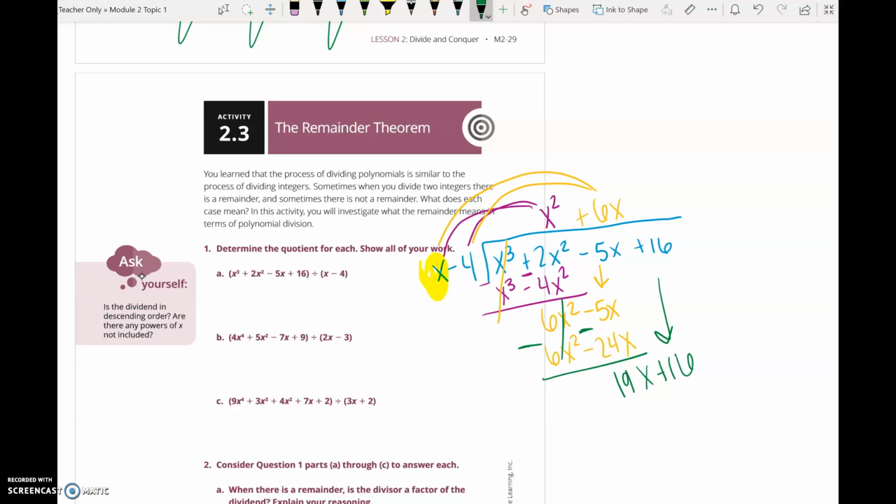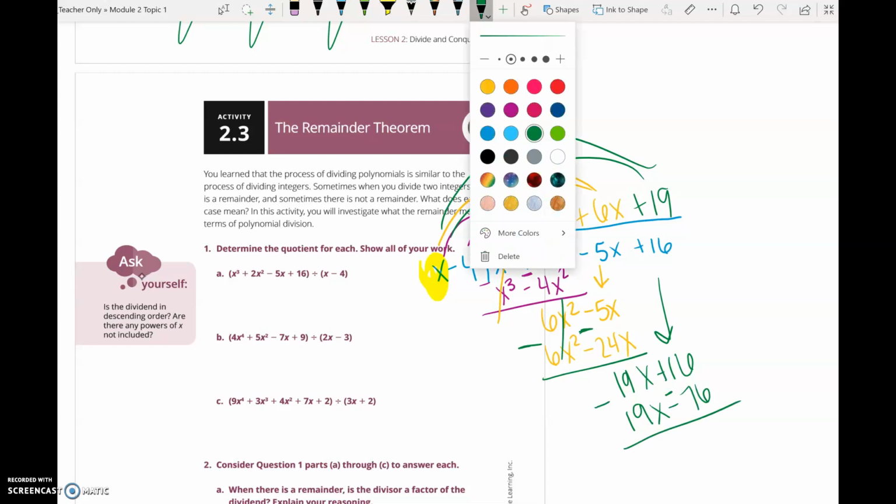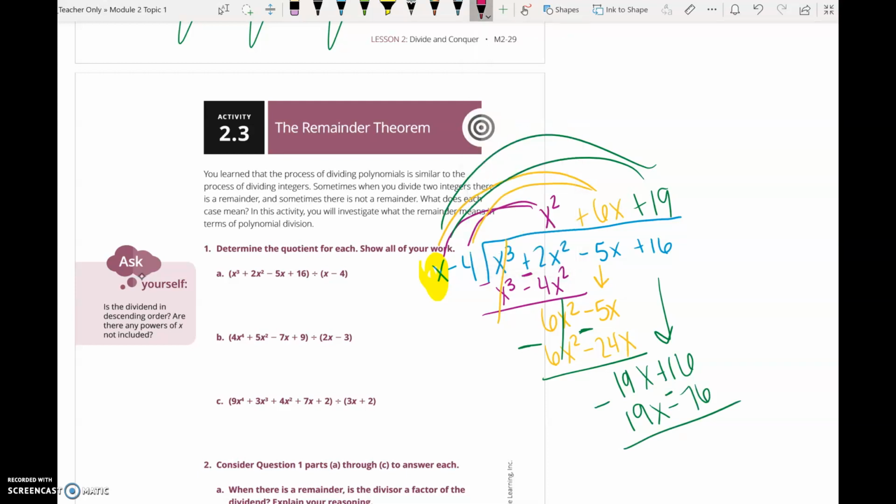And I'm going to ask myself what times x makes 19x. Distribute. So 19x minus, I don't know what 19 times 4 is. It's 76. I'm subtracting. I am subtracting. Be careful. That's really going to cancel and have 16 plus 76, which is 92. That's not good. It's not good. That's telling me that's not a factor because the remainder wasn't 0.